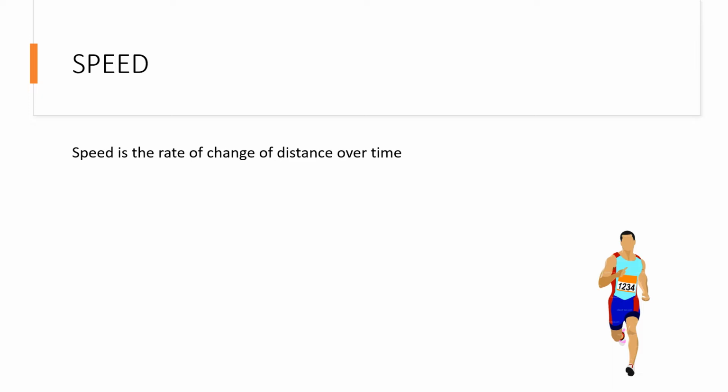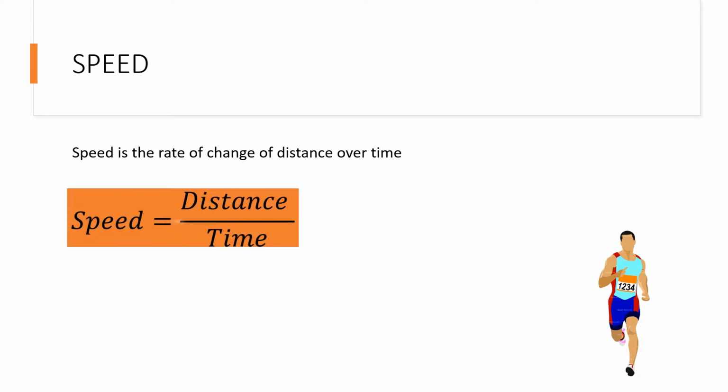Contohnya kalau kita berlari kan, so, bila kita berlari, semakin jauh kita berlari, okay, jarak dia akan sentiasa meningkat lah. Okay, dan masa pun akan sentiasa berjalan. Jadi ratio antara distance dengan time adalah speed. Okay, so the formula for speed is distance over time. So the ratio between distance and time. So we will get speed.